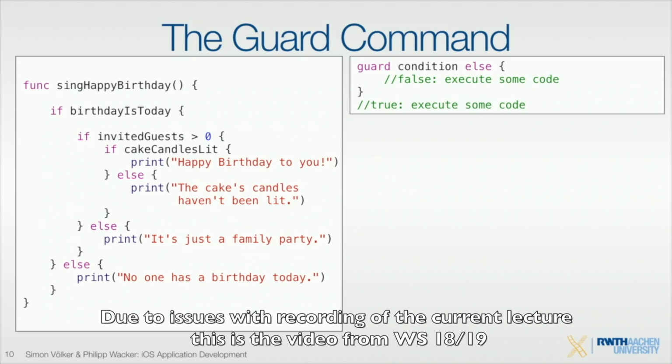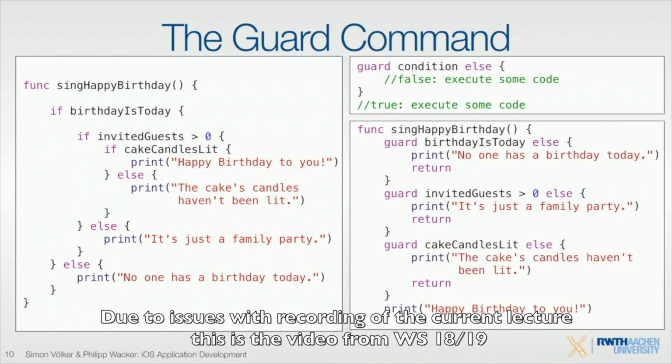You have just what happens if the condition is not true. So in this case, you say, okay, if guard condition else, and inside the bracket you can return or say something else when the value is not existing. And after the bracket, you can assume that the condition is true. This is basically the same thing as here, but now with the guard statement, you see that it's much easier to read.